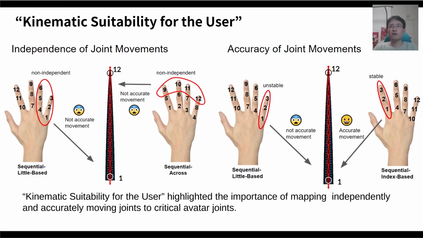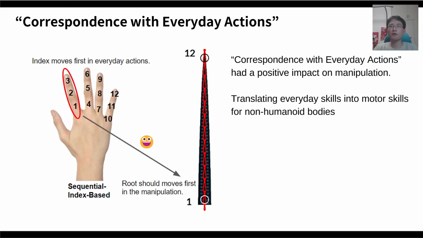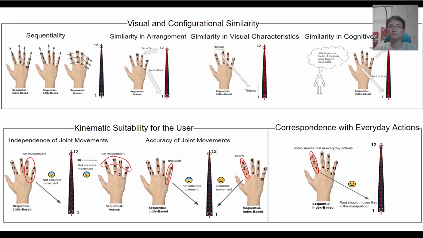The kinematic suitability for the user factor includes two subfactors: independence of joint movements and accuracy of joint movements. These factors highlight the importance of mapping independently and accurately moving joints to critical avatar joints. Finally, correspondence with everyday actions had a positive impact on manipulation when the finger movements resemble the user's everyday actions. This suggests that with effective mapping design, it is possible to translate everyday skills into motor skills for non-humanoid bodies. Considering these factors, we can design effective mappings for bodies with non-analogous structures.